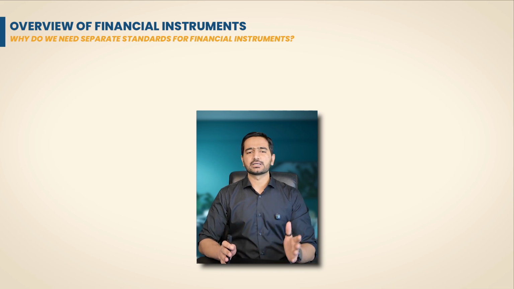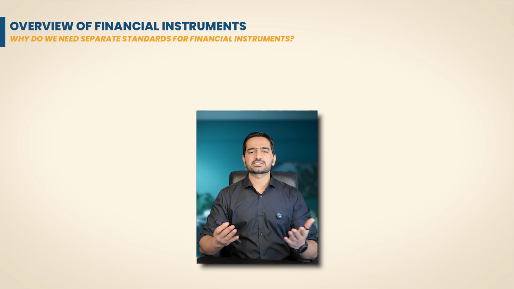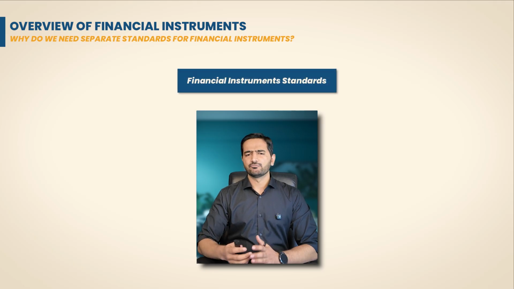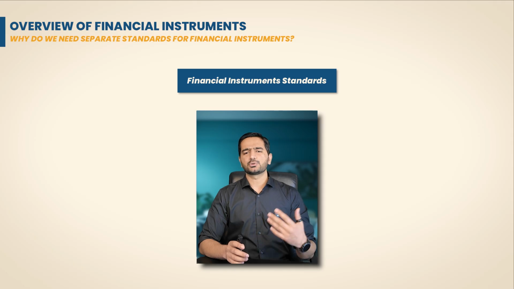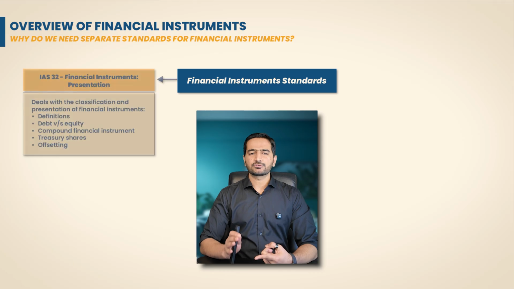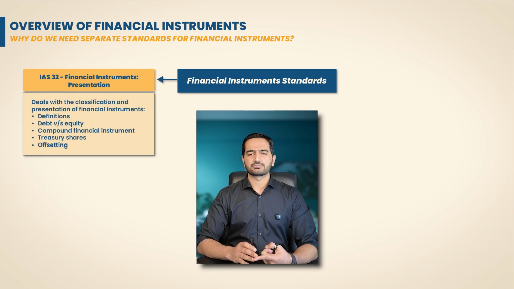Alright, my friends. Now let's talk about the standards that make up this chapter. This is the very first thing you need to understand: the landscape of standards. My friends, when we talk about financial instruments in IFRS, we are not talking about just one standard. We are talking about multiple standards that work together. And let me introduce each one to you. The first standard is IAS 32 Financial Instruments: Presentation.